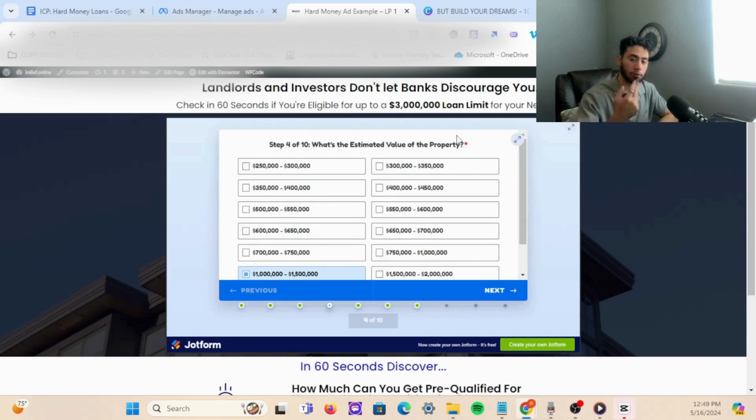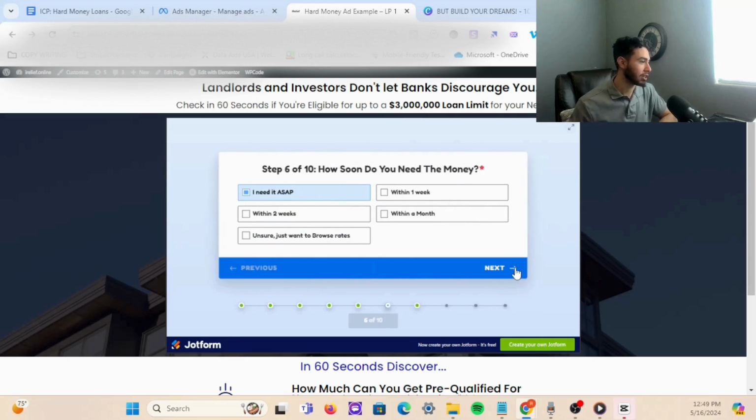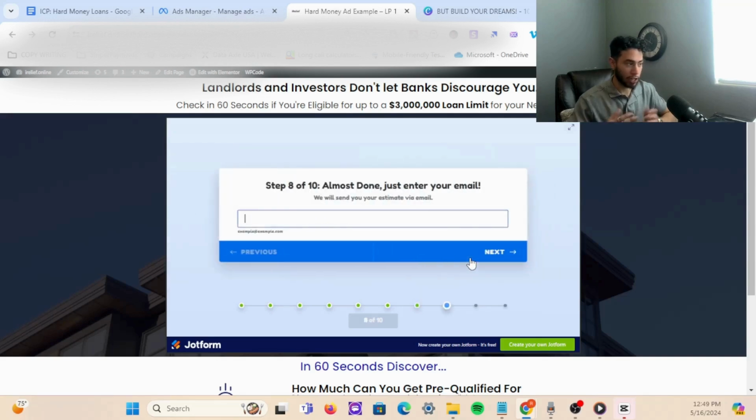Then they're going to be asked what is the estimated value of the property. Once they select that, what's their current annual income? Select that. How soon do they need it? I need it ASAP. Then ask for employment status, full time, and then you're going to come to their contact information.